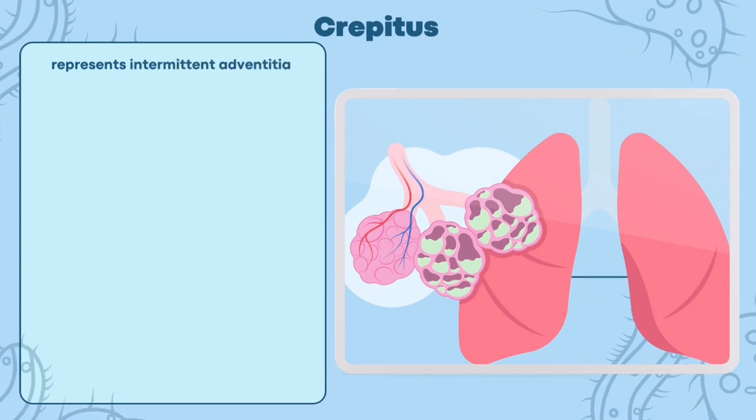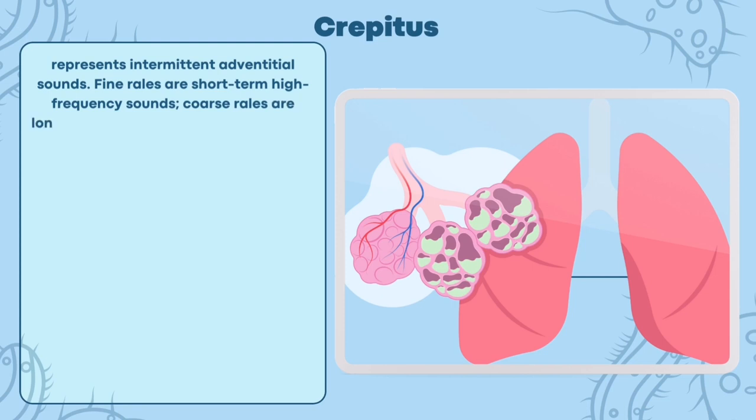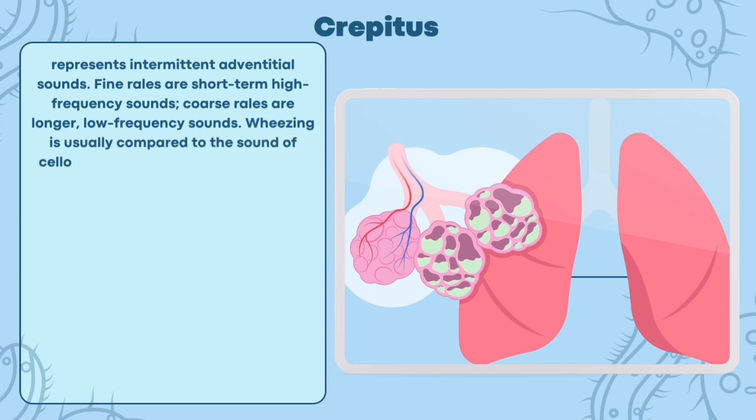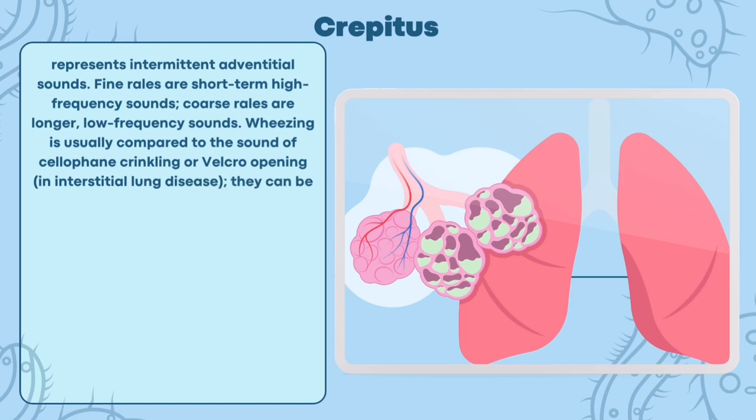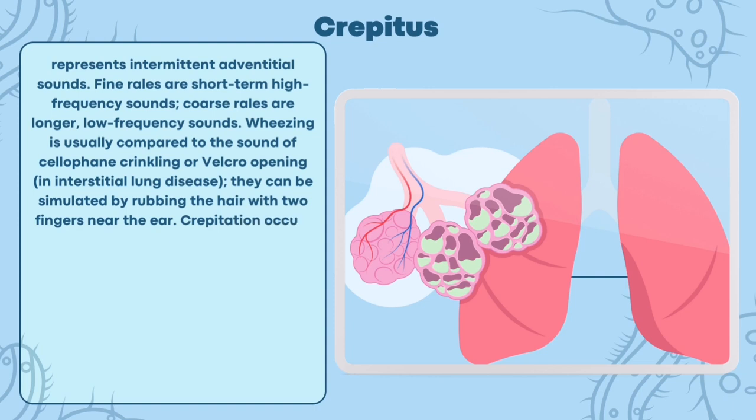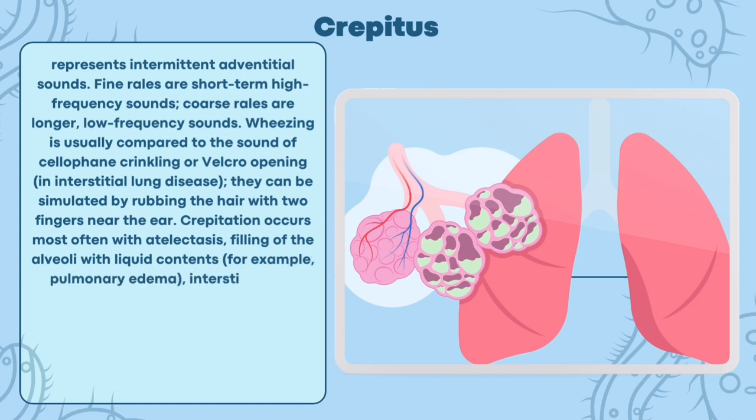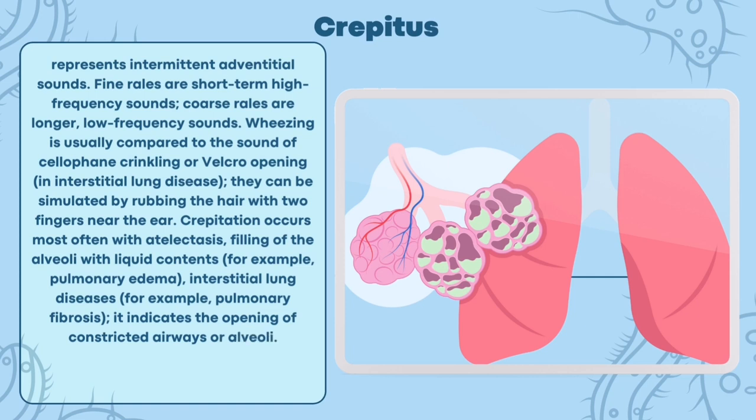Crepitus represents intermittent adventitious sounds. Fine rales are short-term, high-frequency sounds. Coarse rales are longer, low-frequency sounds. Fine crepitus is usually compared to the sound of cellophane creaking or Velcro opening in interstitial lung disease. They can be simulated by rubbing the hair with two fingers near the ear. Crepitation occurs most often with atelectasis, filling of the alveoli with liquid contents, for example, pulmonary edema, interstitial lung disease, for example, pulmonary fibrosis. It indicates the opening of constricted airways or alveoli.